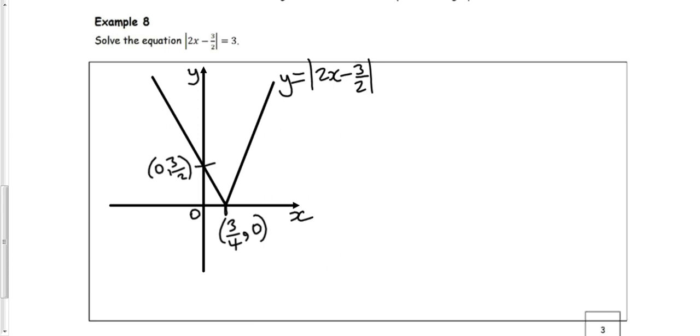C3, transforming graphs of functions. Example 8. We're solving a modulus equation. That equation is the modulus of 2x take 3 over 2 equals 3.